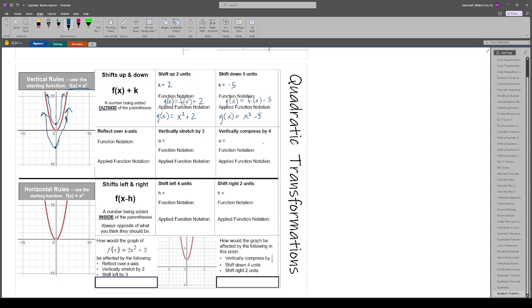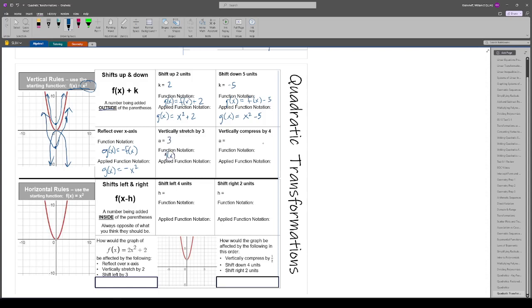Reflect over the x-axis. Our function notation is g of x equals negative f of x. So it reverses all the y values. And the applied version here would be g of x equals, and then we put a negative before we write what f of x was, so negative x squared. Remember that in our order of operations, the x is getting squared, and then the number becomes negative. So if we took our parent function and reflected it like this, it would flip upside down and look like that. Vertically stretched by 3. So a is going to be equal to 3.